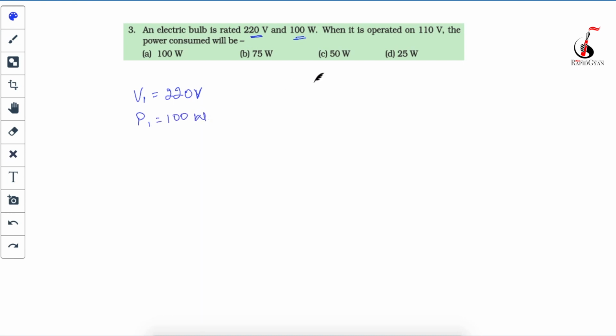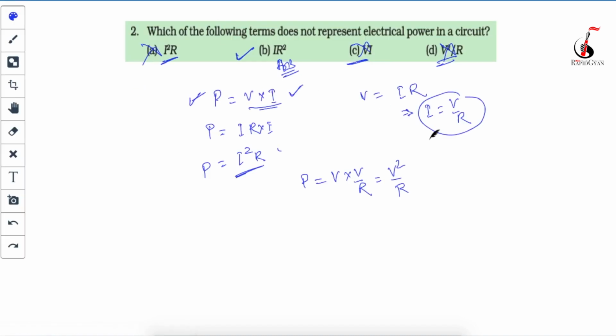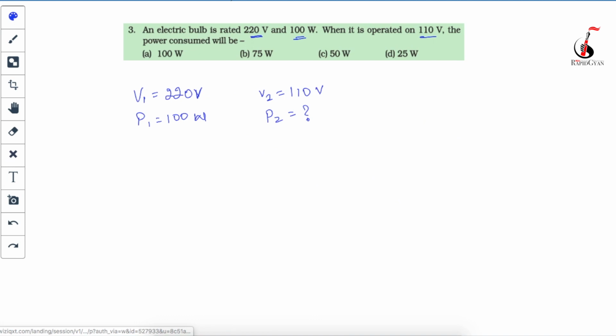What you will have to find out: V2 is given. When V2 is equal to 110 volt, then what will be the power? So you will have to find P2. Very simple. There are two methods to solve this. I will explain you both the methods, and you can use any of them in your exam. We know, from the previous question, that P is equal to V square upon R. I am going to use that formula.